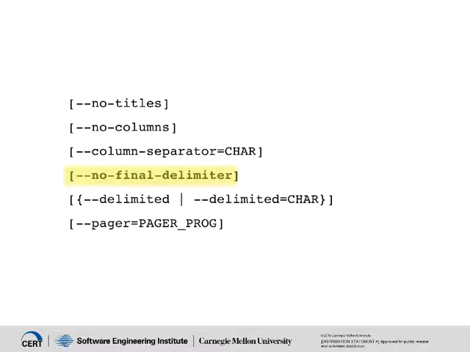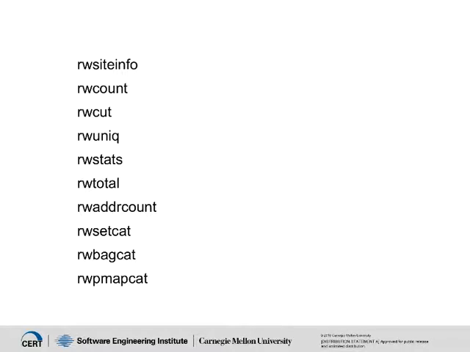No final delimiter leaves off the delimiter after the last column. Delimited and delimited equals character tell rwcount to run as if no columns and no final delimiter are specified. And if a character is specified, it's like additionally running the column separator equals switch. You can use pager to print output to the screen one screen at a time using the less or more Linux programs. This is useful if your output is longer than the size of your screen. All of these switches, except for no titles, are available in each of the tools listed here. No titles does not apply to a few of these tools.